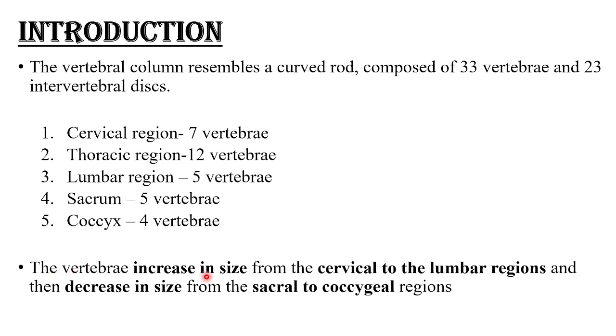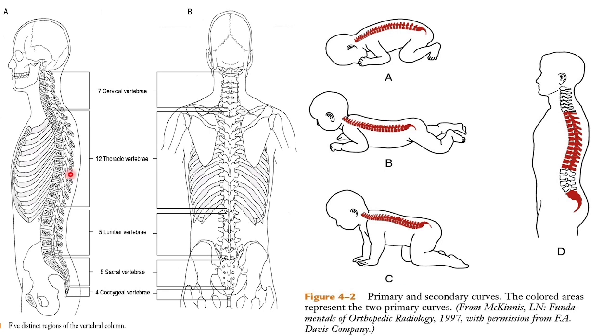The vertebrae increase in size from the cervical region to the lumbar region, and then decrease in size from the sacral region to the coccygeal region. This means that higher compressive load or compressive stress will be over your lumbar region because of the increased size of your vertebral bodies as well as your intervertebral discs. So these are the different regions of the vertebral column.